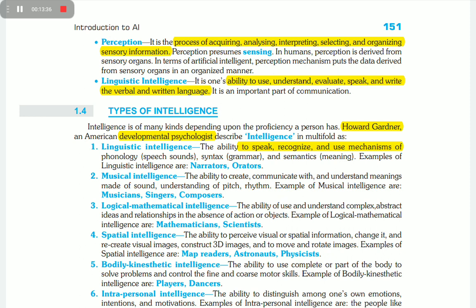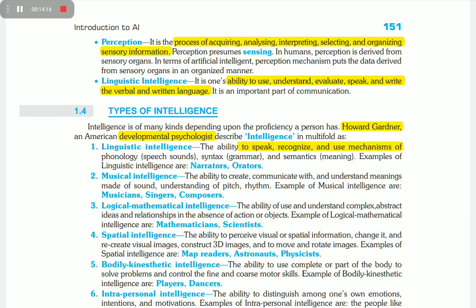Categorize the sensory information. Since perception presumes sensing, like we sense, we touch, we feel, we smell, these all are sensory information. Perception presumes sensing. In humans, perception is derived from sensory organs like ear, nose. You all know about this. Very good. You are big enough to know about this. In terms of artificial intelligence, it will be intelligence instead.